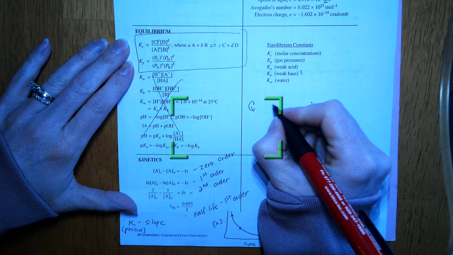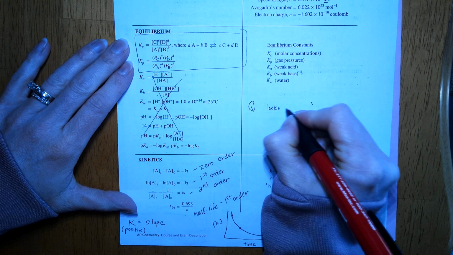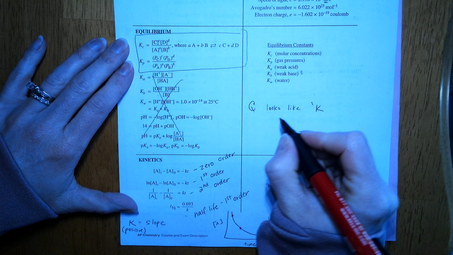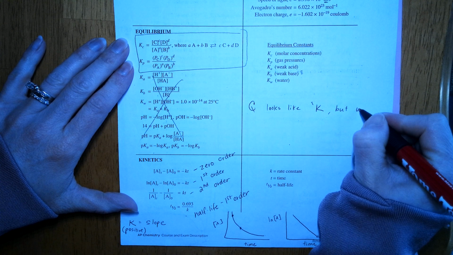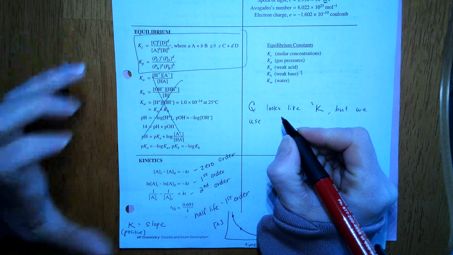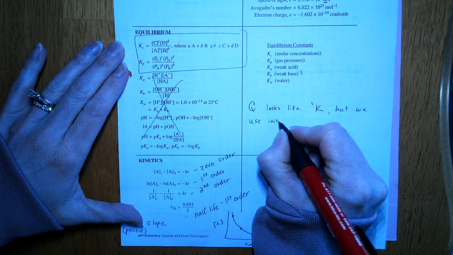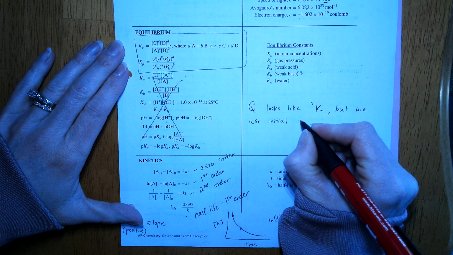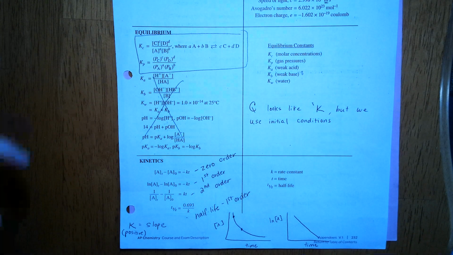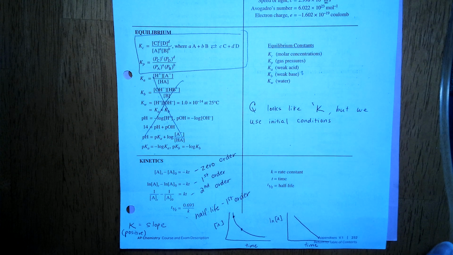Q calculations look like K. The only difference is that for Q we use initial pressures or concentrations, conditions, I'll say, and they might not represent equilibrium. And so that's usually what we're trying to figure out. With the conditions given, am I at equilibrium? And if not, in what direction am I trying to shift?